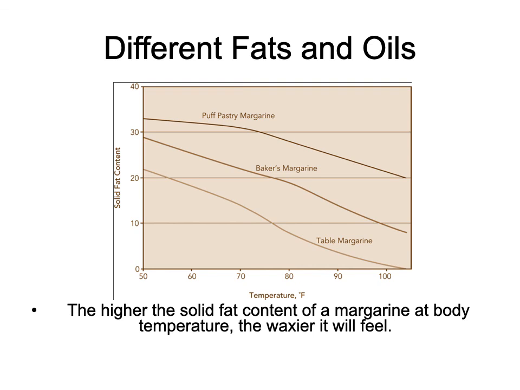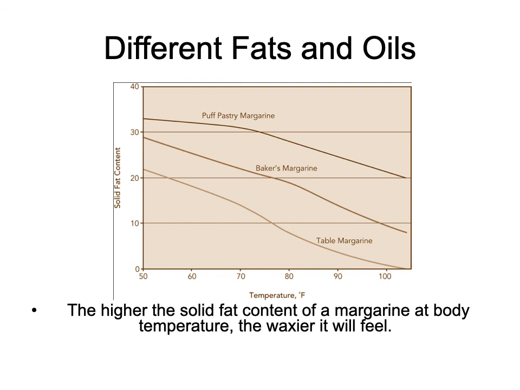So here we are looking at different solid fat contents based on temperature again between puff pastry margarine, which, as you can see, the solids are quite high, even at well over 100 degrees. Baker's margarine, again, much higher solid content than table margarine, which is like what we would get in the supermarket, and it's designed to act like butter. So it's designed to melt when it's put on toast. It's meant to act like butter.